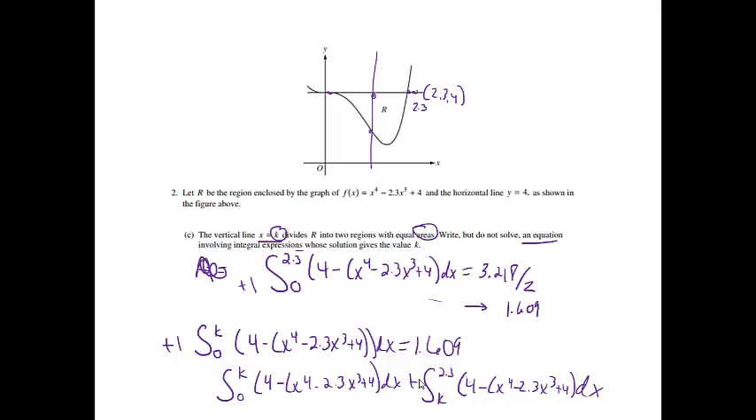Actually, I'm not going to put plus. Those two would have to equal each other, because k separates them into two regions of equal area. So that would be another equation that you could have instead of this one, especially if you didn't have a calculator to use for that one. So there we go, number 2 is done.